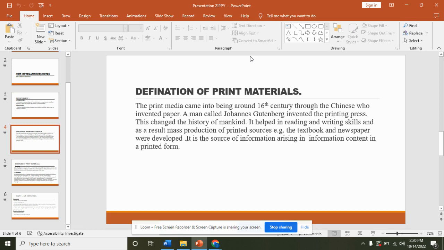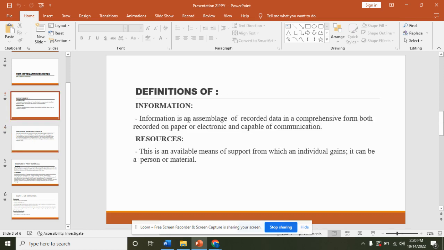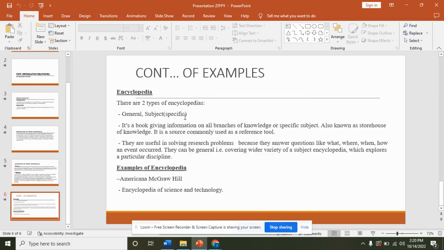It helped in reading and writing skills, and as a result, mass production of printed sources. For example, textbooks and newspapers are examples of print materials. I hope everyone can understand that from your own understanding. It's a source of information arising in information content in a printed form. Examples of print materials are textbooks. It can either be a newspaper, it can be an encyclopedia, and we have examples of encyclopedia.